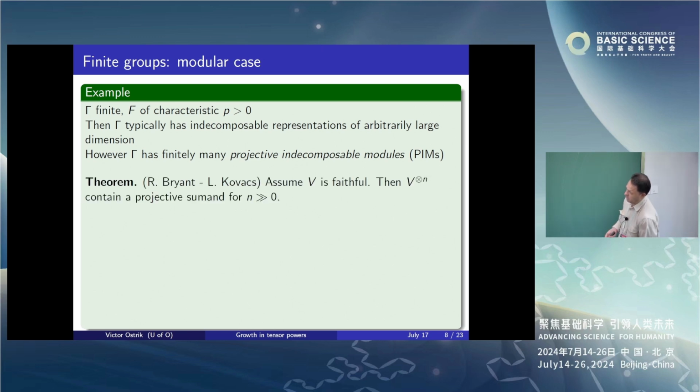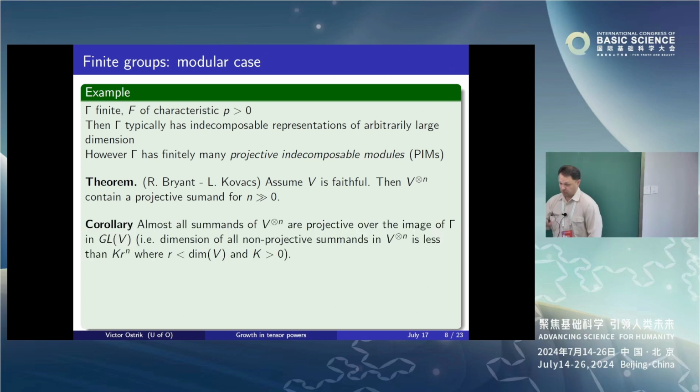Well, if you want to prove a theorem similar to my main theorem, the following result is really helpful. If you have a faithful representation and start taking its tensor powers, sooner or later you are going to see a projective summand. That's a theorem. This theorem has the following corollary. It turns out that if you see one projective summand, after a while, these projective summands take over. So almost all summands in tensor powers are going to be projective. And in a sense that if you combine all non-projective summands, their dimension is bounded by something like a geometric progression with denominator which is strictly smaller than dimension of V.